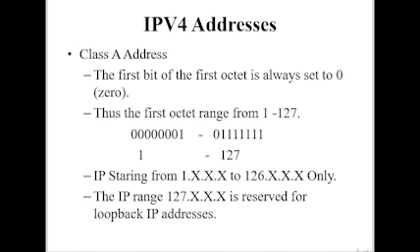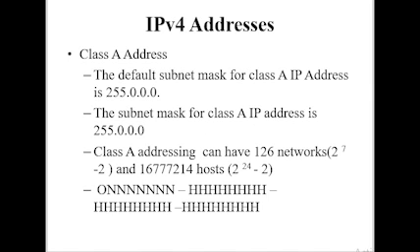The binary value for the first octet starts with 0 and ends with all 1s, so the range is 1 to 127. The IPs run from 1.x.x.x to 126.x.x.x only. The range 127.x.x.x is reserved for the loopback IP address.